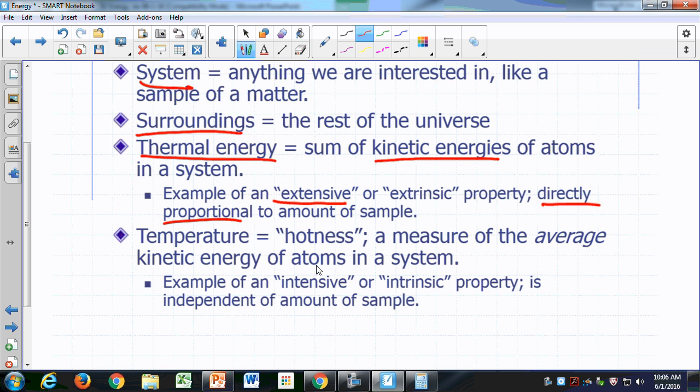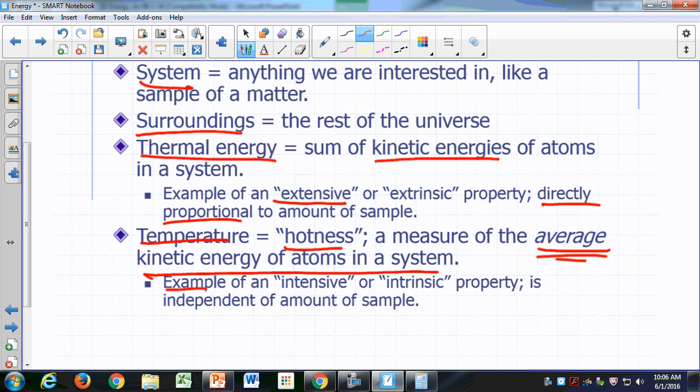Now temperature, there's a difference between temperature and thermal energy. Temperature, qualitatively in layman's terms, you can think of that as a measure of the hotness of an object or a sample. So that's why you measure in degrees. The level, you can say the level of hotness. And so it's actually not the same as thermal energy. It's a measure of the average kinetic energy of the atoms in the system. So if you add up all the kinetic energies and then take the average, that gives you a measure of the temperature. Not exactly the temperature, but it's a measure of the average kinetic energy of the atoms. So it's not the same as thermal energy.